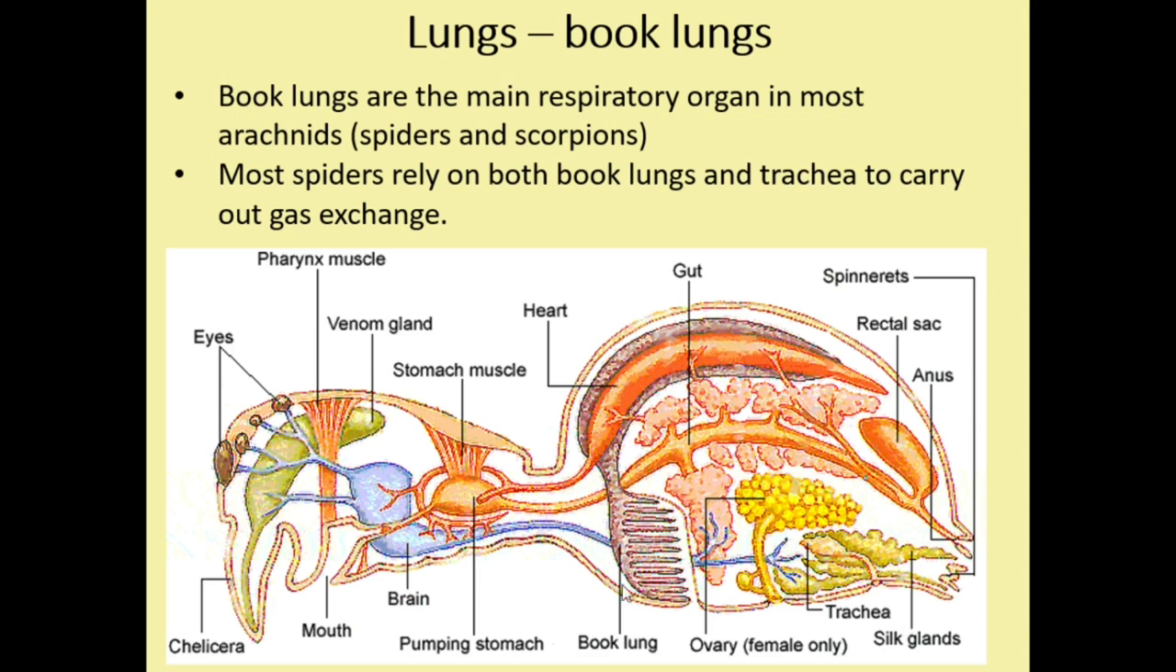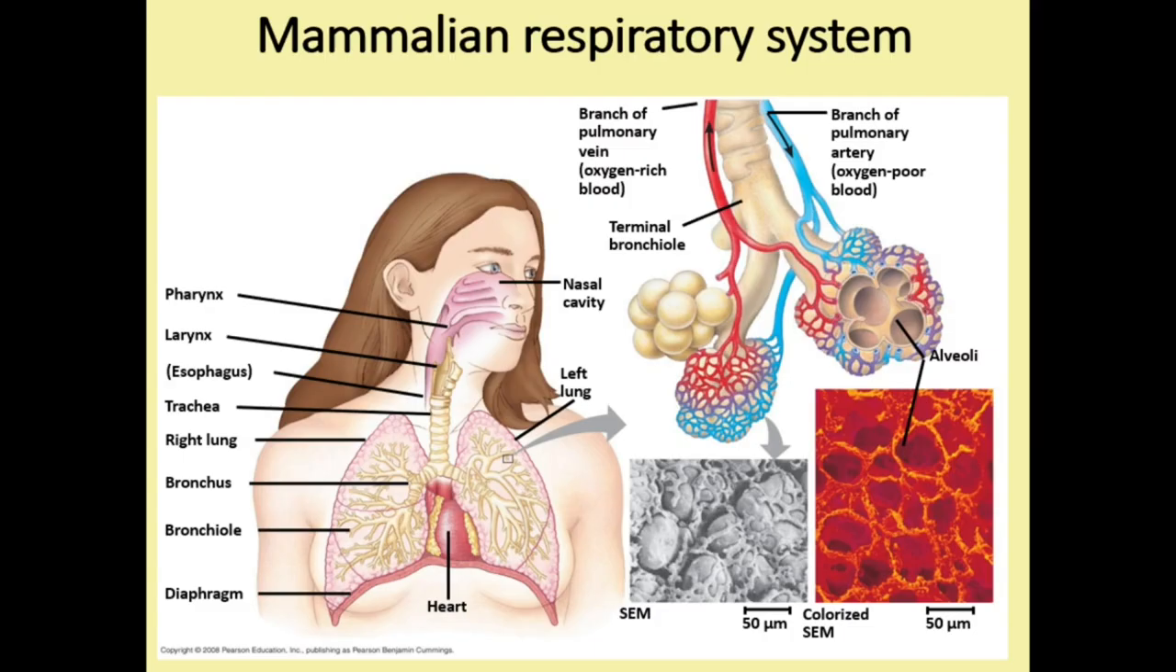So we can see the book lung here, but over here you can actually see a tracheal system as well. So they're relying on both the book lungs and also the tracheal system for their gas exchange. When it comes to lungs, we're typically most familiar with our own. And what you can see here is a highly developed gas exchange system.